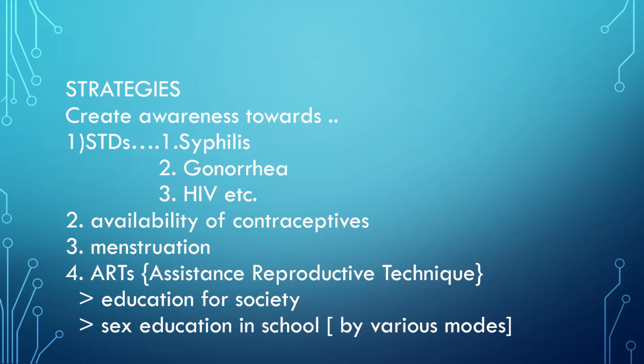So it is very important that sex education must be compulsory in school. Sex education is compulsory for society also. All people must be aware of their reproductive health. It helps create a healthy future society of India. For education, various modes are available, such as audio, video, lectures or seminars that must be conducted to make people aware. So this is the first strategy, that is, create awareness towards reproductive health.